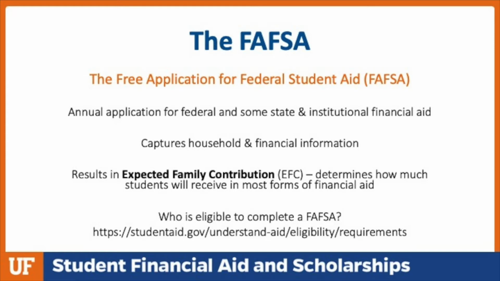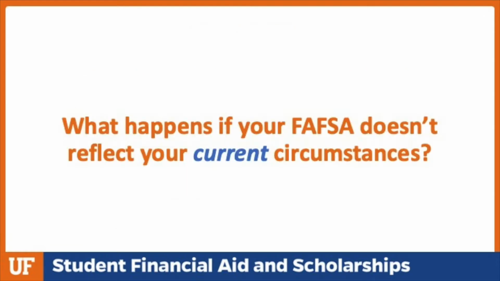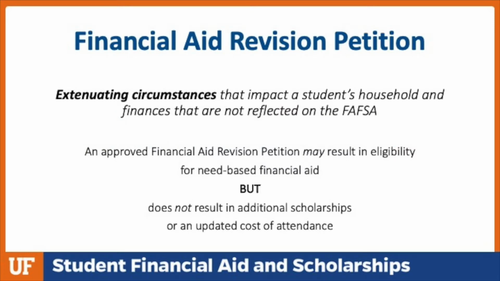Now, most of the financial information required on the FAFSA comes from completed tax returns from 2 years ago, and a lot can happen with the students' and parents' finances within a 2-year period. So what happens if your FAFSA doesn't reflect your current circumstances? Well, if a student has extenuating circumstances, they can submit a financial aid revision petition with our office.